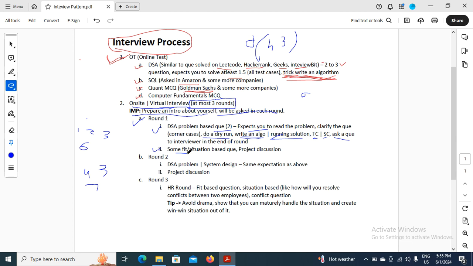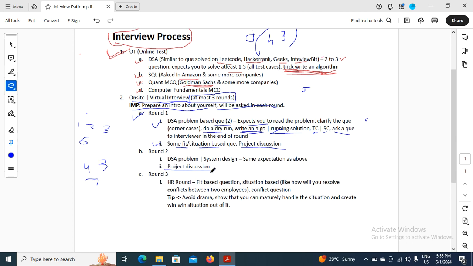So there might be some fit and situation based questions and project discussions. If there is a 60-minute interview and you are done with this in 30 minutes, then these kinds of questions can be asked. They can discuss what projects you have worked on, what technologies you used, and all those things. They might ask some situation based questions, which I will discuss later. Then round two will be similar to the same one. The expectations are the same, and the project discussion might come.